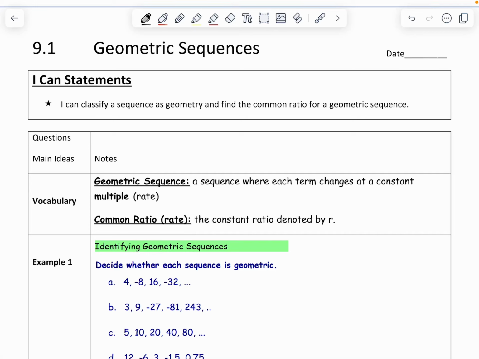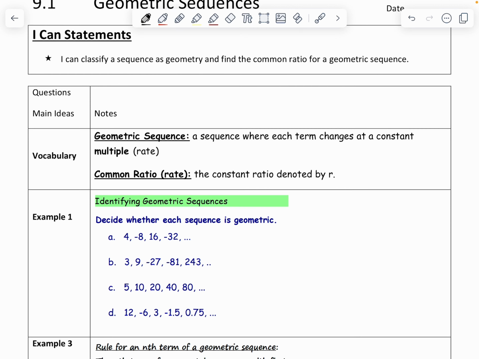I'm going to start you out in Unit 9 here with geometric sequences. A geometric sequence is a sequence where each term changes at a constant multiple rate, like you're multiplying by the same number every time. And a sequence in general is a pattern of numbers. And then if you have a pattern of numbers that's changing at a constant rate, we call that constant rate the common ratio, and we use the letter R to notate that.